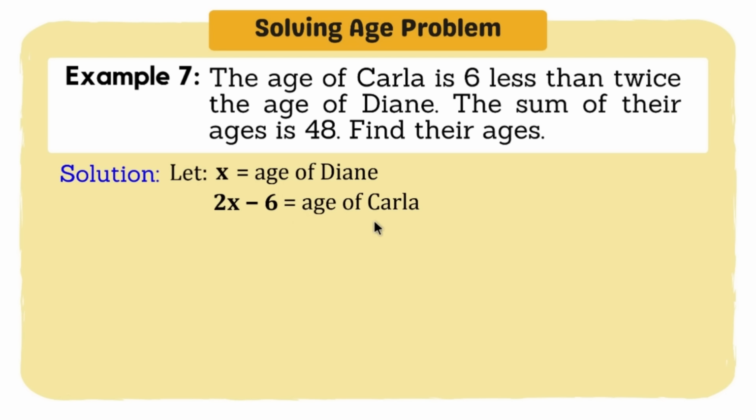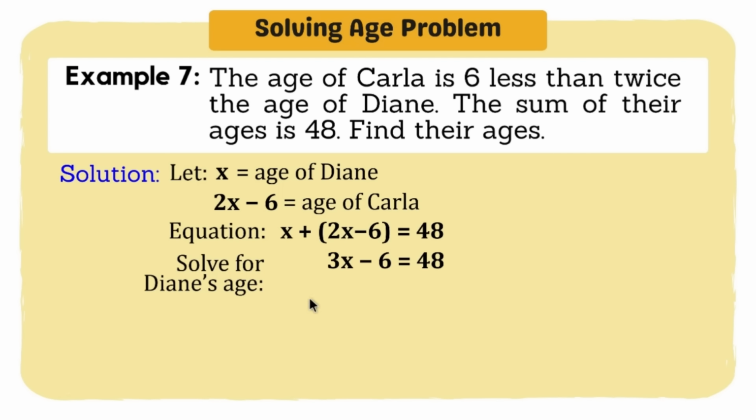Okay, next, using the second sentence, the sum of their ages is 48, we can now formulate the equation. So, pag pinag-add natin tong dalawang to, it will be 48. So, x plus 2x minus 6, it will be 48. Okay, we can remove the parenthesis here. It will be x plus 2x, kaya magiging 3x. Okay, so 3x minus 6 is equal to 48.